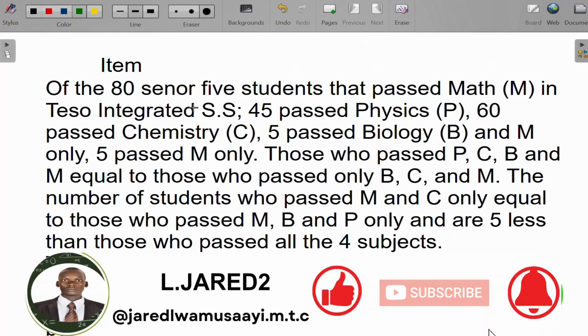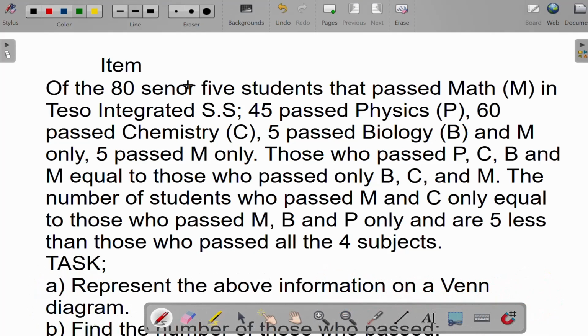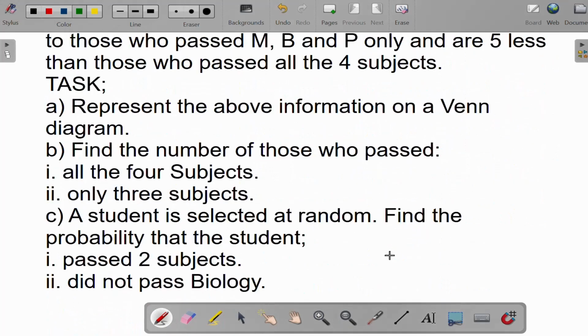So tonight we have our item, and this item is about sets, or somebody can say set theory. So let's go through it thoroughly so that we can solve the problem that is required.